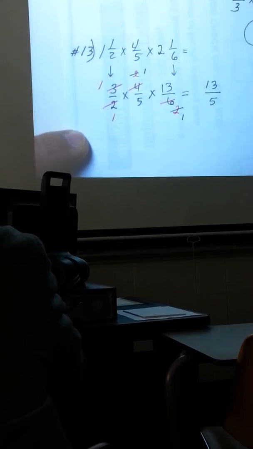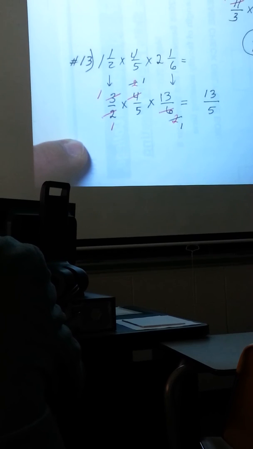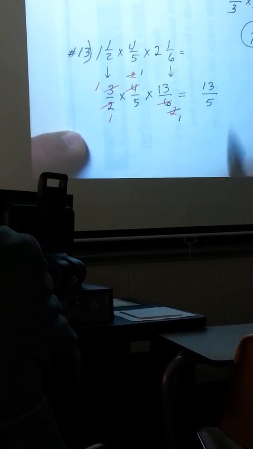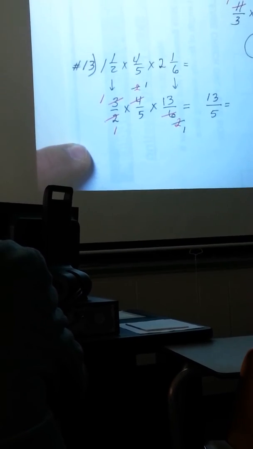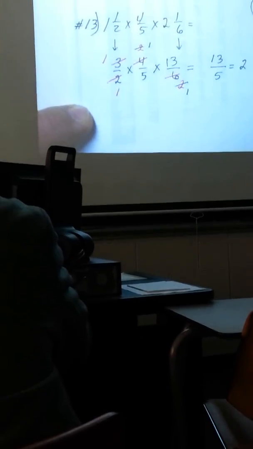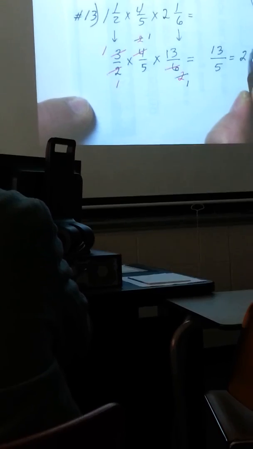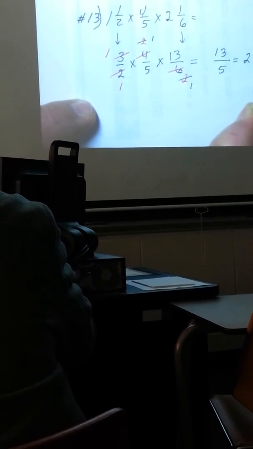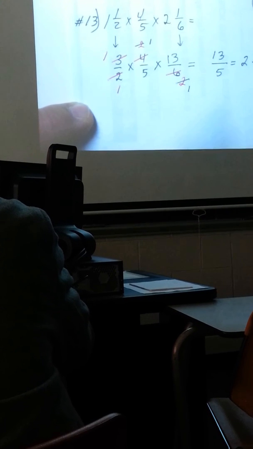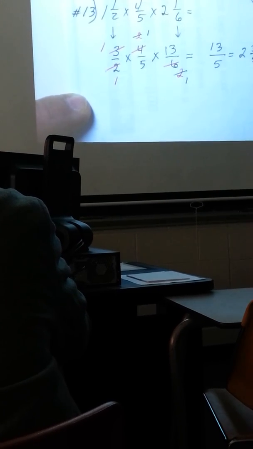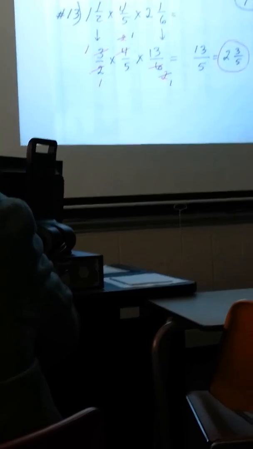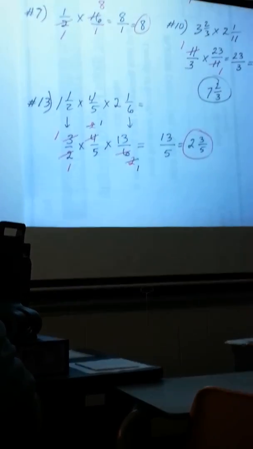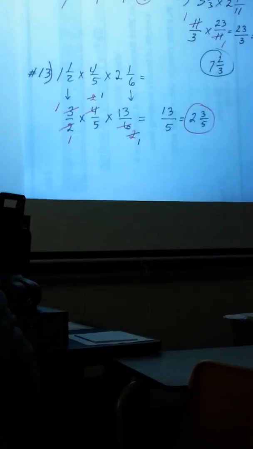That's an improper fraction. Make it proper by dividing. What's 5 into 13? 2 times. 2 times 5, I get 10, right? So 10 subtracted from 13 is 3, and 5 on the bottom. Can you reduce 3/5? No. Final answer. That's it.